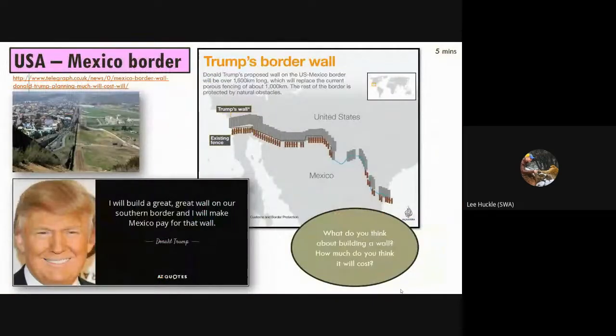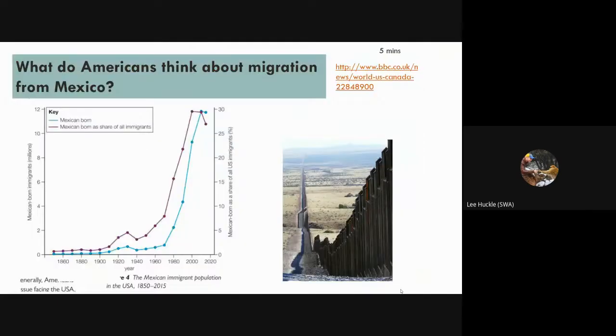We then contrasted that, or not contrasted, the wrong word. We looked at another example of the USA-Mexico border. We did mention Donald Trump about when he said, I'll build a great wall on the southern border and I'll make Mexico pay for that wall. Well, good luck to that one on Donald Trump, but that was never going to happen. And this, again, was looking at how a president's policies were starting to influence people's perceptions of migrants coming into their country.